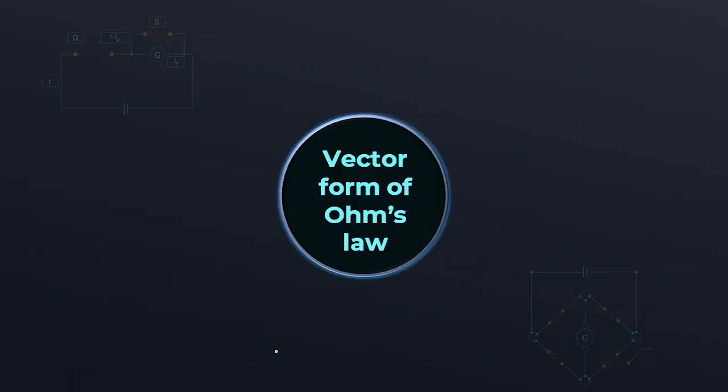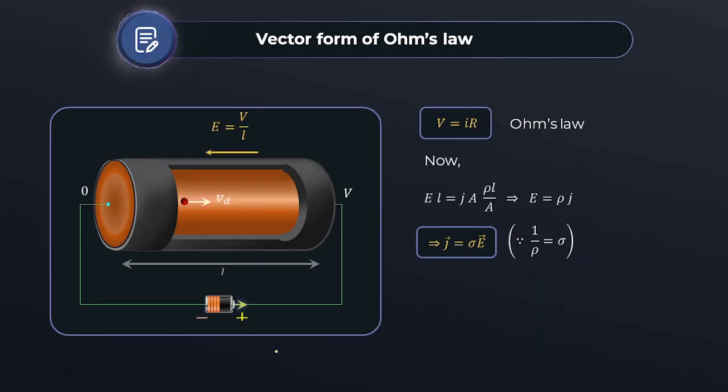Next is if I want to write vector form of Ohm's law. So we have V equals to IR, that was the Ohm's law. Now can I write V as E into L? L is length of the wire, right? And I can I write as current density into area of cross section, into R is rho L by A, right? Now A we can cancel and we have electric field is equals to resistivity into J.